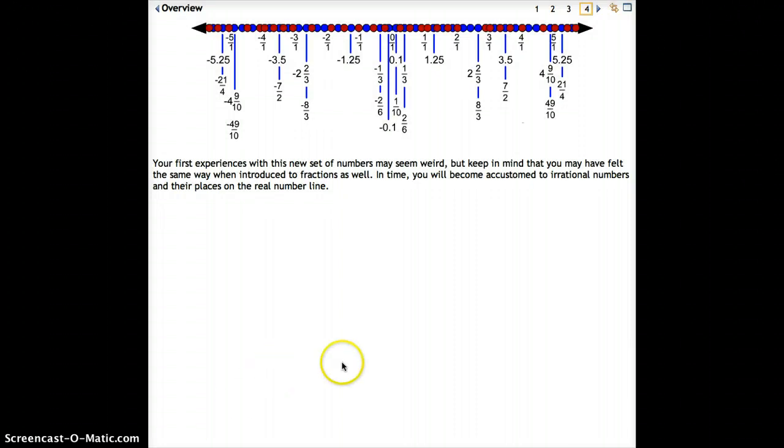Your first experiences with this new set of numbers may seem weird, but keep in mind that you may have felt the same way when you were introduced to fractions as well. In time, you'll be used to using irrational numbers and their places on the real number line.